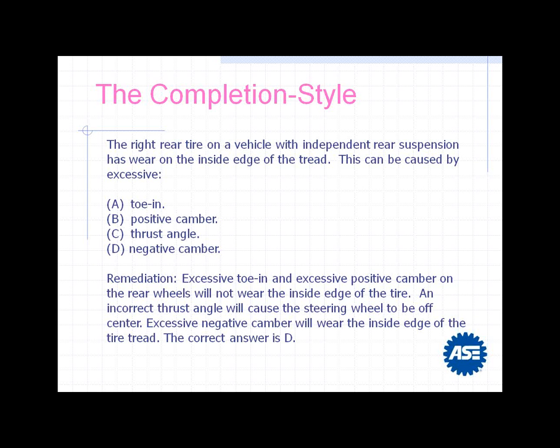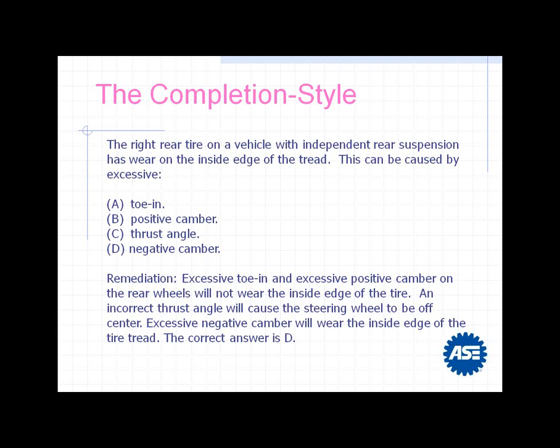Well, if I had excessive toe in and excessive positive camber, the rear wheels won't wear on the inside edge of the tire, okay? So I can automatically throw those 2 options out, okay? An incorrect thrust angle may cause the steering wheel to be off center, not generally going to cause you to have inside edge wear on the tire, okay? You have excessive negative camber, that will wear just the inside edge of the tire tread, okay?